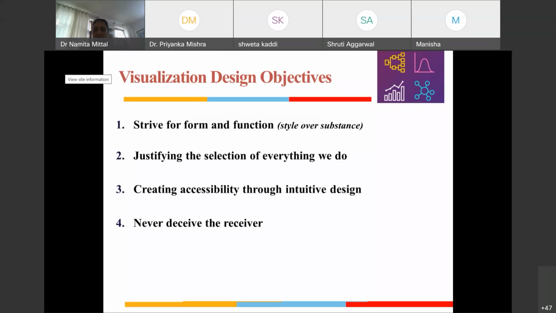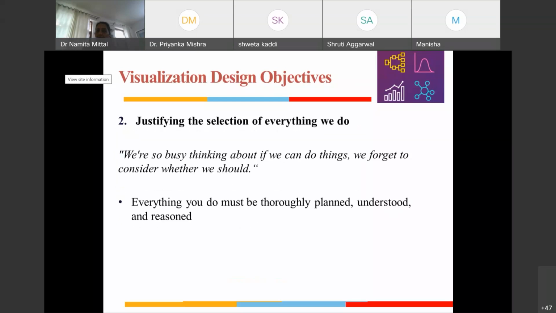The second objective is justifying the selection of everything we do. We need to justify whatever we do, we have to have a reason why we are doing it. So we are so busy thinking about what we can do.